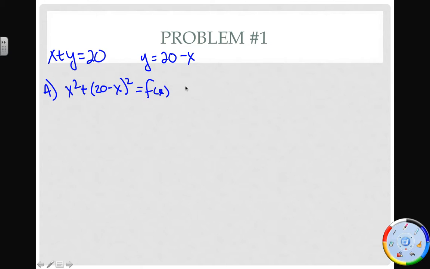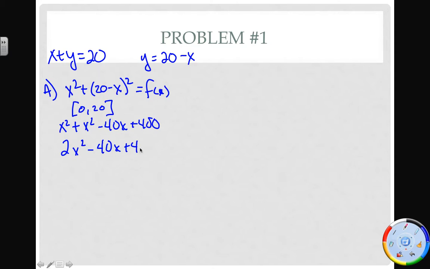Now, what you'll need to know is, first of all, the domain here is from 0 to 20. So we have endpoints that we're going to have to test along the way. If I do the quick math here, my function f is x squared, and if I FOIL this, it becomes plus another x squared minus 40x plus 400. I simplify this to 2x squared minus 40x plus 400. I can now take the derivative of f of x, and I get 4x minus 40.